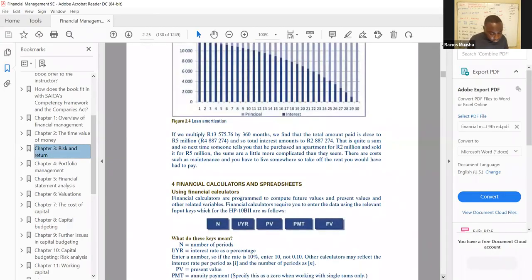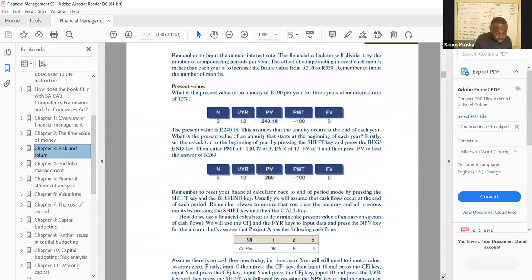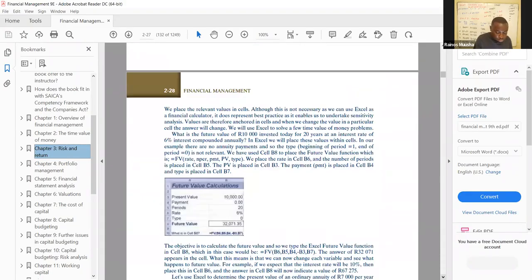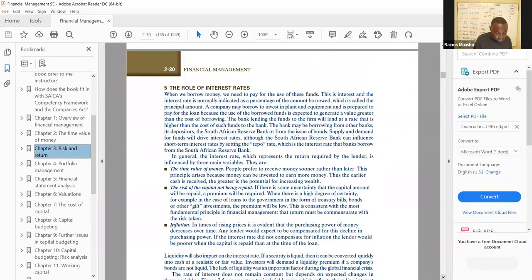So look at the financial calculator and spreadsheets. You don't have to worry much about that because we've already looked at it. And you don't have to worry about Excel spreadsheets because we're not going to be using Excel spreadsheets. You're going to be using the financial calculator to get the answers there.